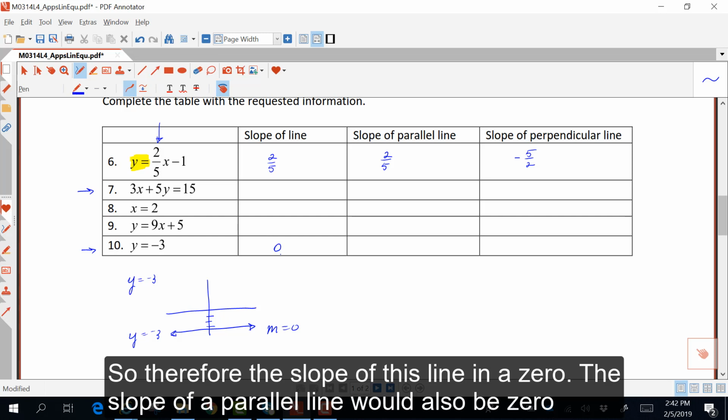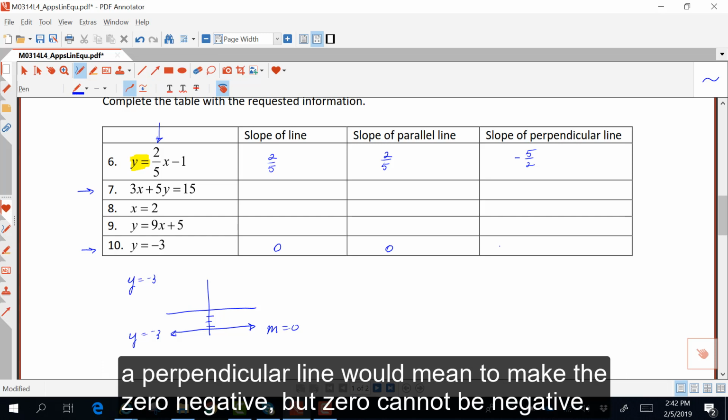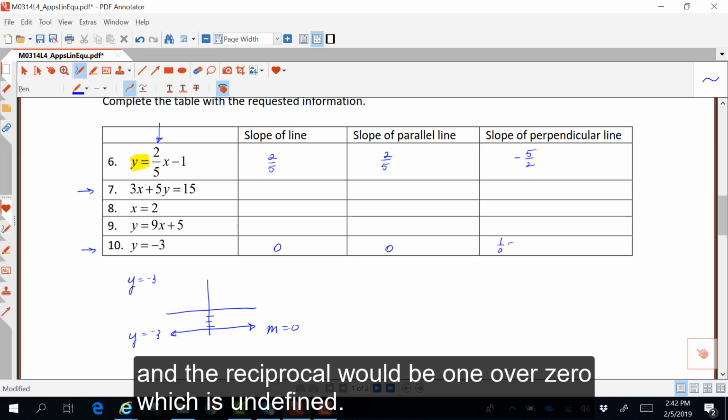The slope of a parallel line would also be 0. A perpendicular line would mean to make the 0 negative, but 0 cannot be negative, and the reciprocal would be 1 over 0, which is undefined.